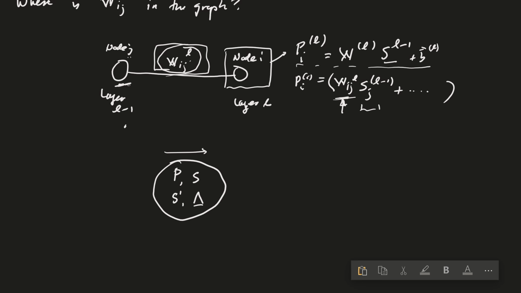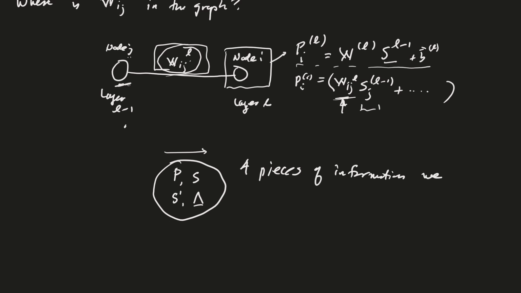Okay, so there's four pieces of information on each node. Good.